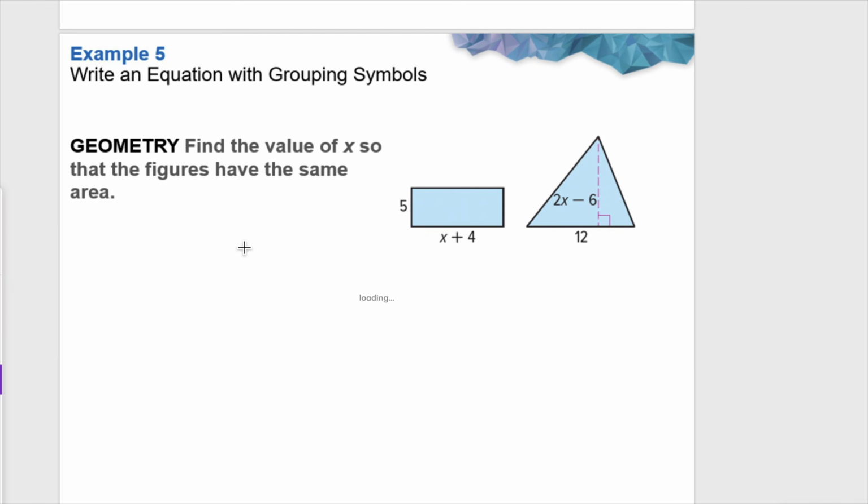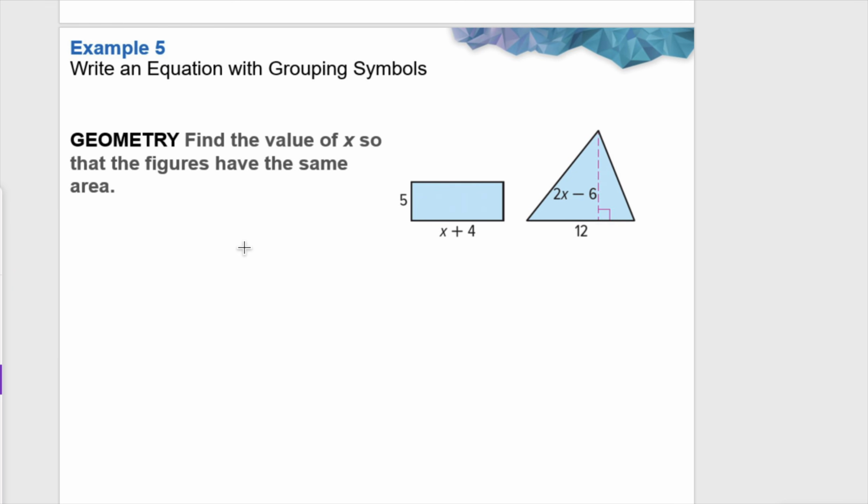One more example for us before we try something new. Write an equation with grouping symbols. Find the value of x so the figures have the same area. We have two shapes here. We have a rectangle. Remember, rectangle, we can do base times height to find the area. For triangles, though, we're going to need to do 1/2 base times height. So we're going to write two expressions that represent their area and then set them equal to one another so they can have the same area.